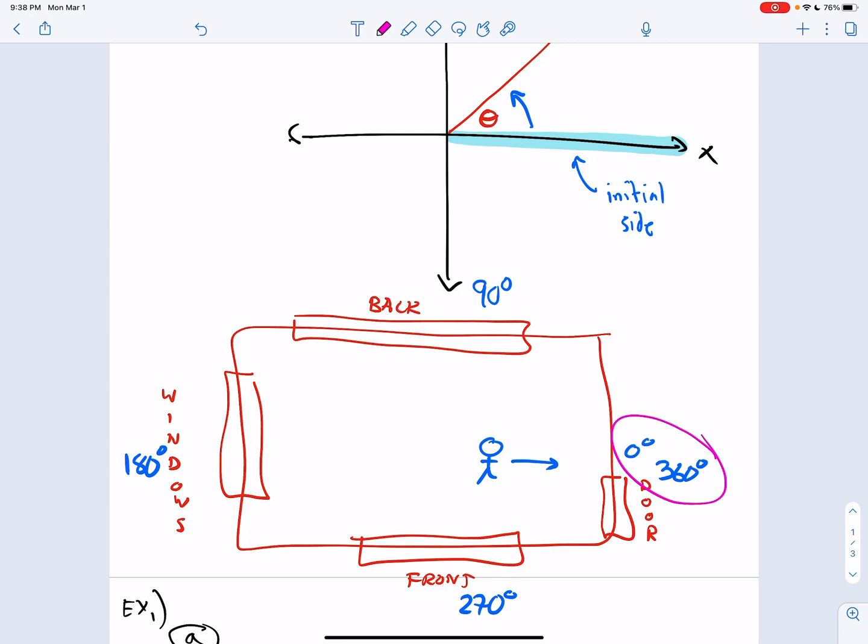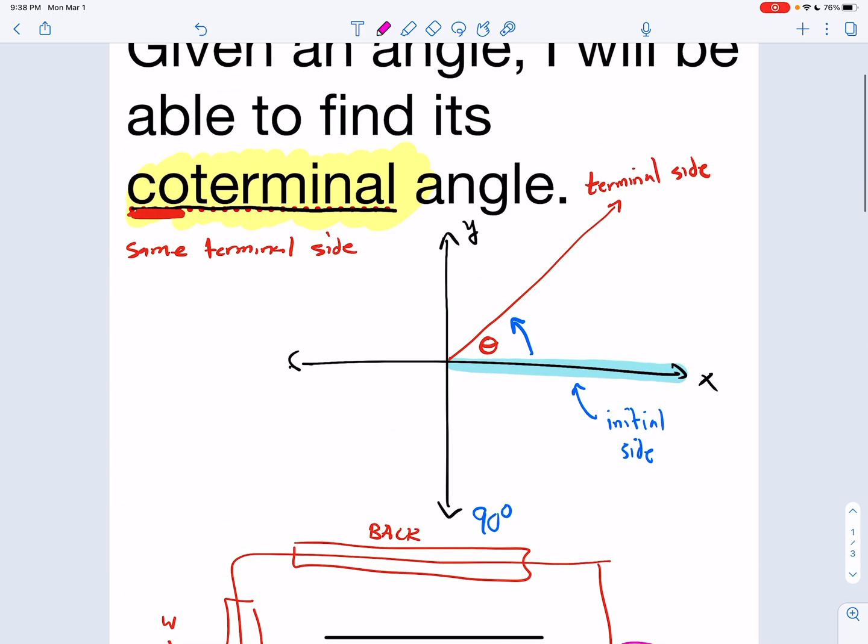Okay? So coterminal angles can look different, but you can end up in the same spot. Coterminal just means where you're going to end up. Okay? So here's what I mean.